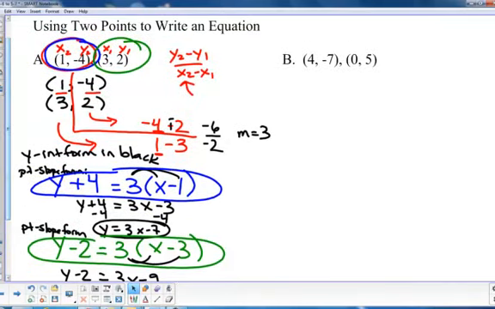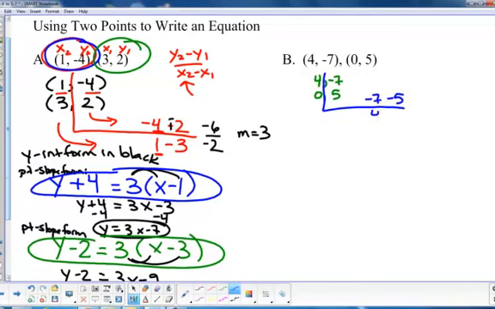So we're going to find our slope. So negative 7 minus 5 over 4 minus 0. I'm going to slash and dash this. That's a negative 12 over 4. So this time my slope is negative 3. So I'll use that point and write my point slope form in red.